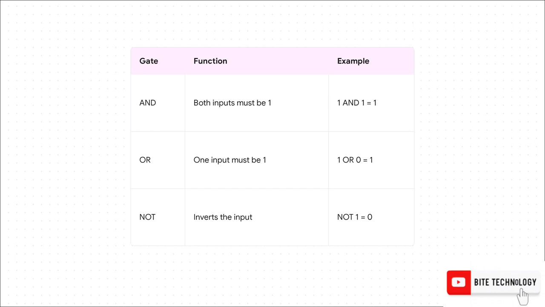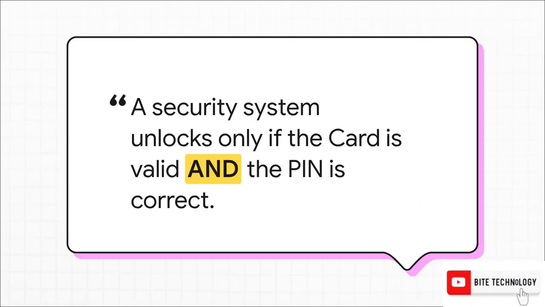It flips a 1 to a 0 or a 0 to a 1. And that's it. These are the absolute fundamental building blocks for everything a computer does. To make this really clear, just think about an ATM. It will only give you cash if your card is valid and your PIN is correct, right? Both things have to be true. That's a perfect, real-world example of an AND gate doing its job.